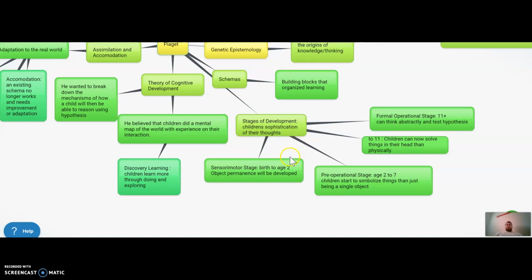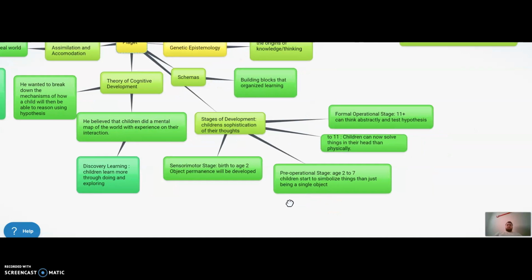So then he starts off from birth to age 2. That will be the sensorimotor stage. And he believed that at this age, a child will develop object permanence. So this is, if a child is playing with the ball and the parent comes and covers the ball, the child will know that the ball is still there even though there's something covering it.